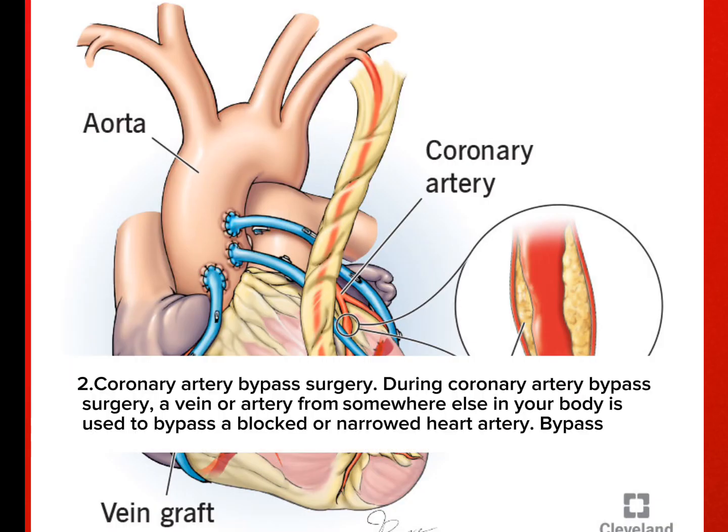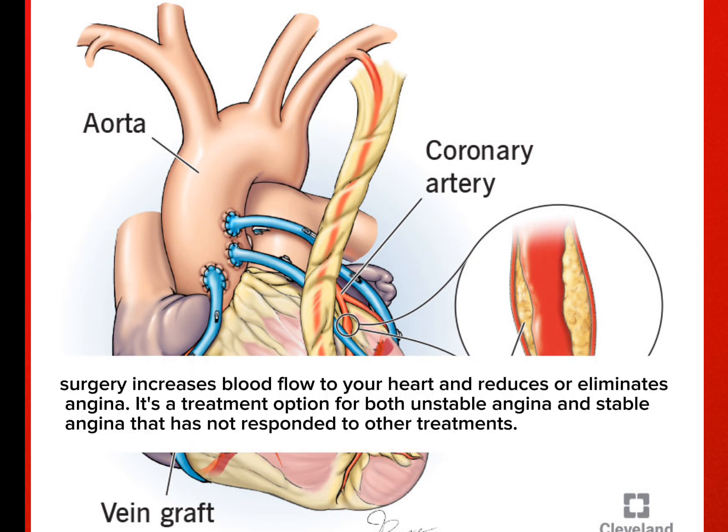2. Coronary artery bypass surgery. During coronary artery bypass surgery, a vein or artery from somewhere else in your body is used to bypass a blocked or narrow heart artery. Bypass surgery increases blood flow to your heart and reduces or eliminates angina. It is a treatment option for both unstable angina and stable angina that has not responded to other treatment.